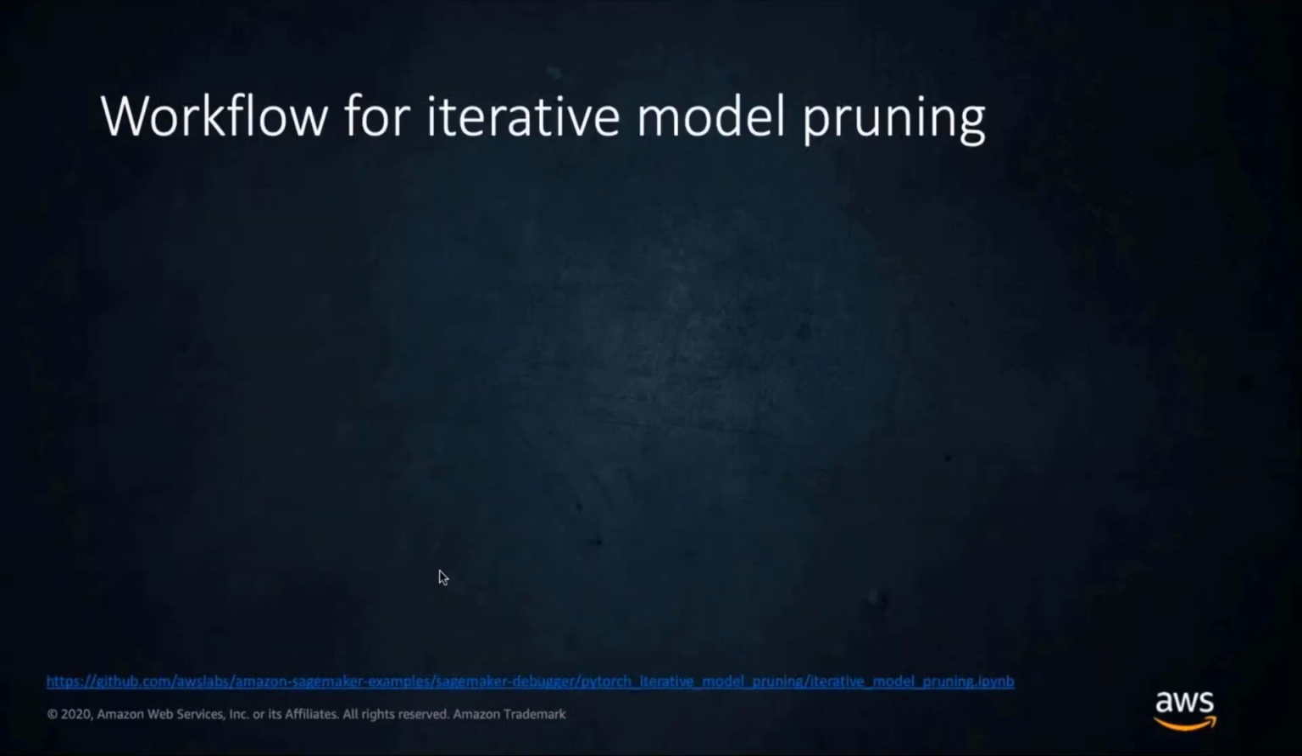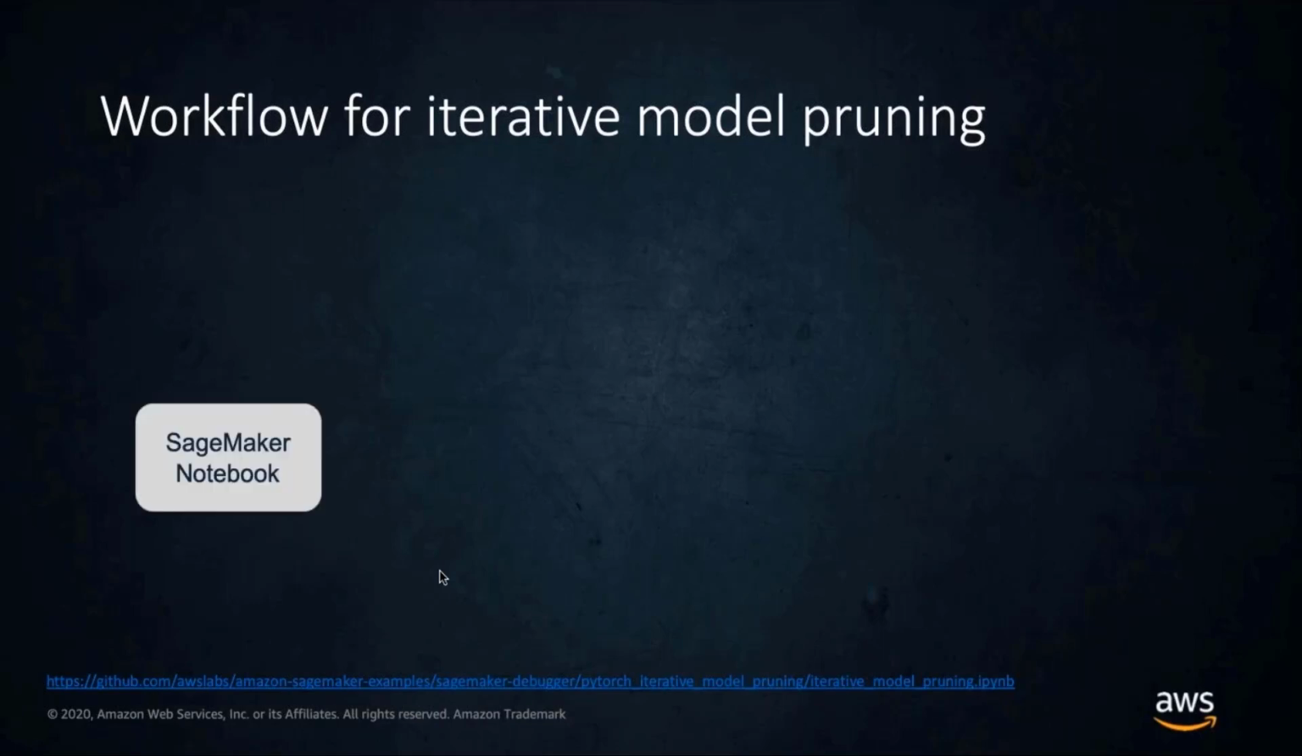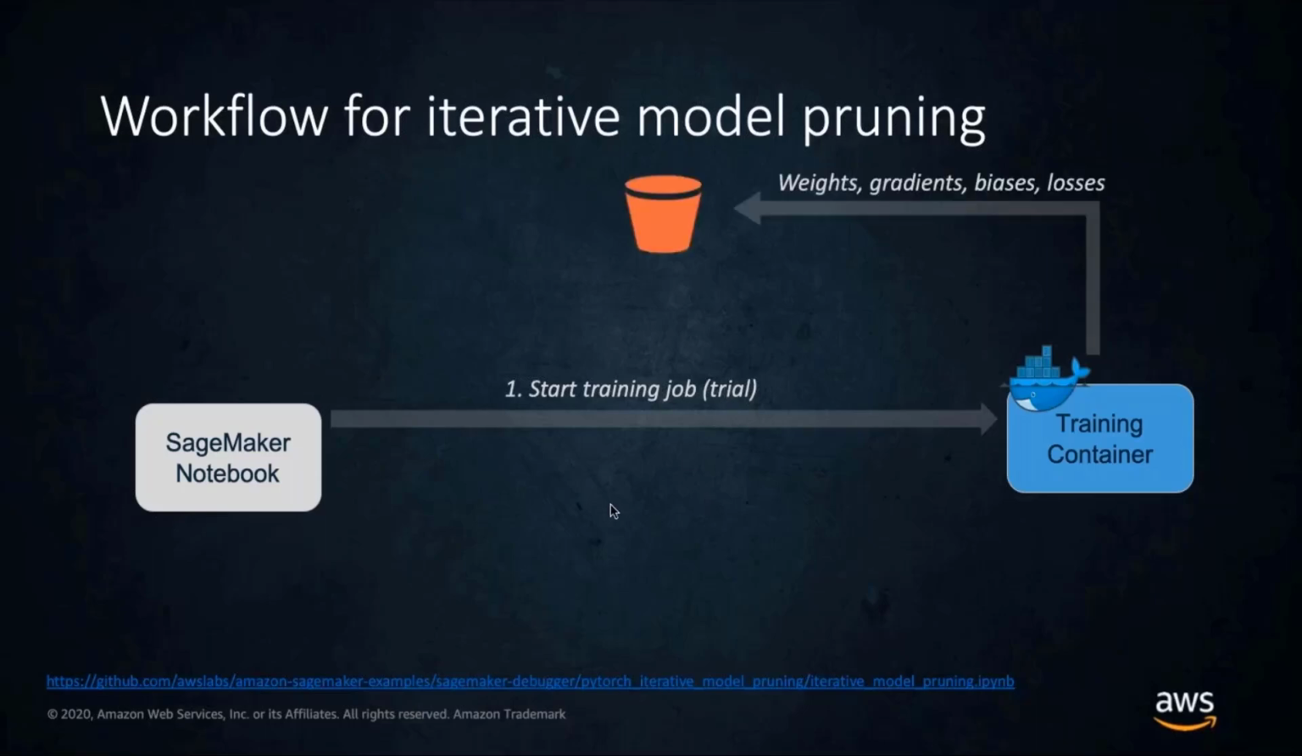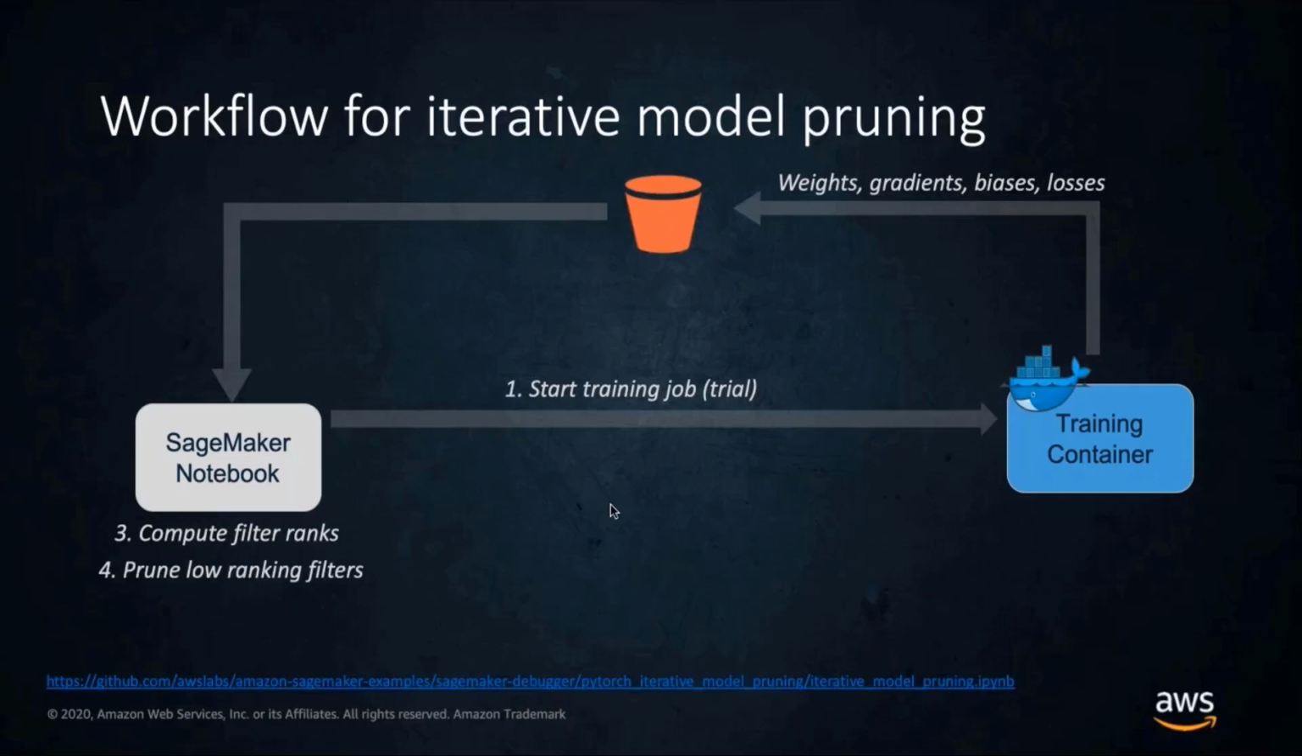So let's have a brief look at how we can facilitate model pruning on SageMaker. When we go to the SageMaker notebook instance, we basically create a training job. And I'm using SageMaker Experiments to create a model pruning experiment. Each training job within that experiment will be one trial. The training job is emitting the weights, gradients, and biases to Amazon S3. I can read them into my notebook instance and compute filter ranks. Once I know which filters have a small rank, I can prune them.